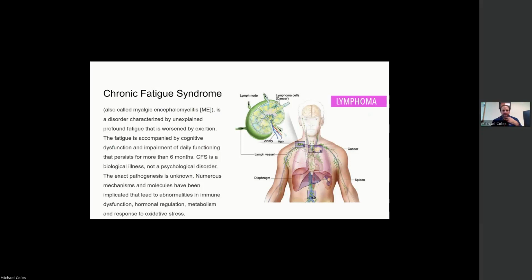Is there a way to cure it, the fatigue syndrome? As of right now, no, because a syndrome just means a collection of symptoms that are showing the same patterns, but it's unknown what's causing it. Okay.